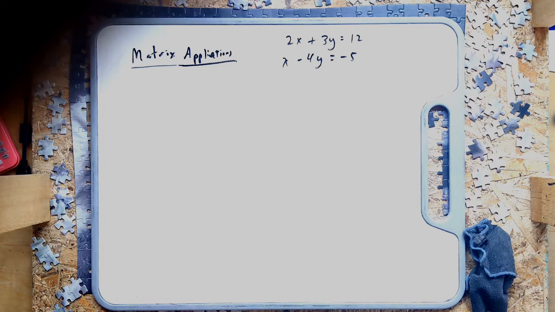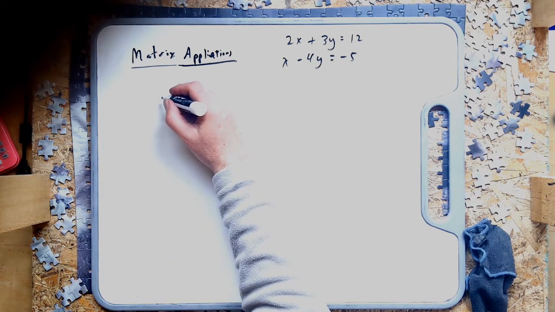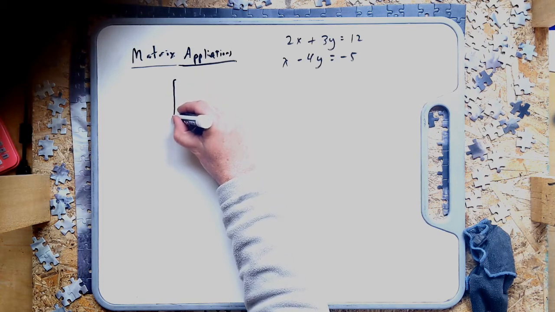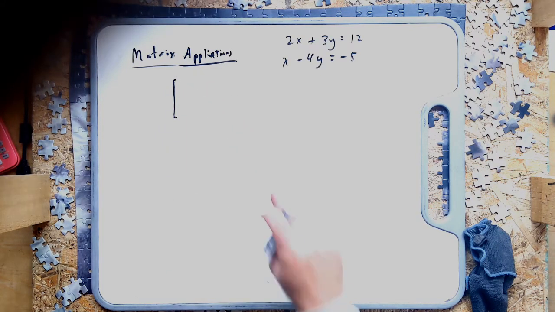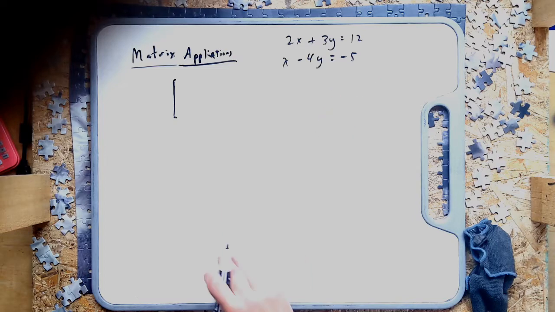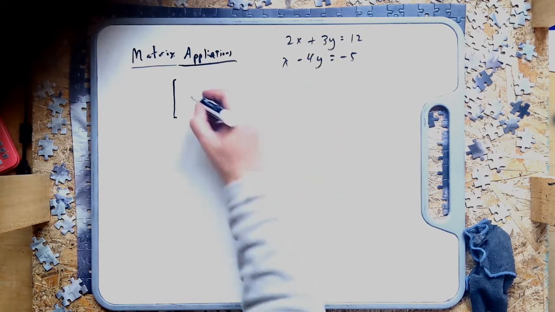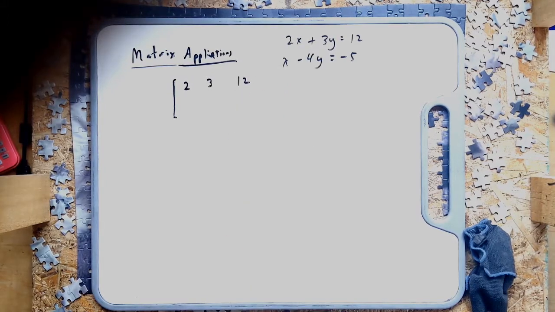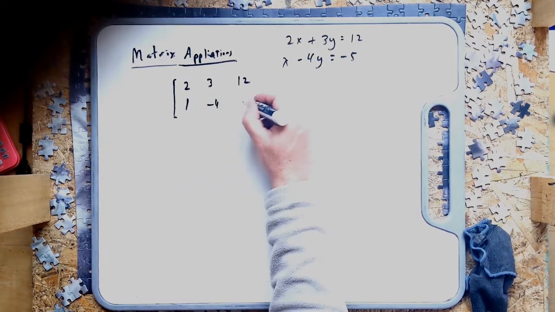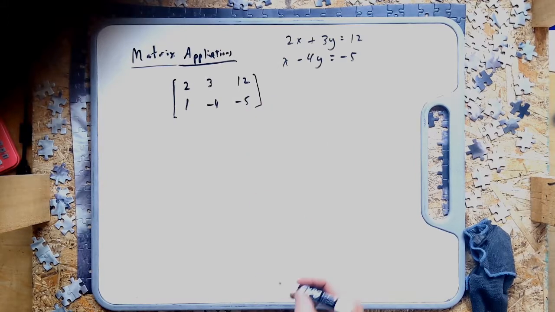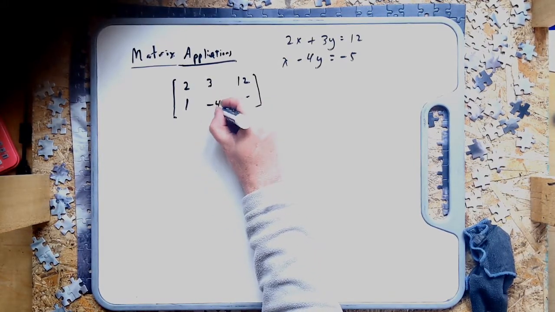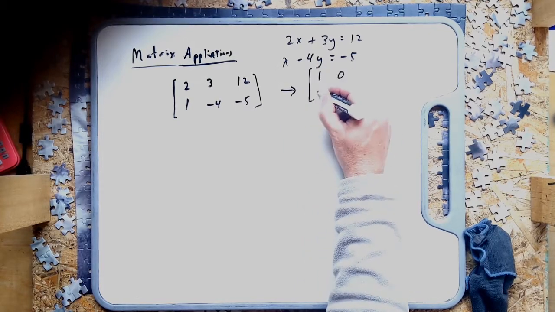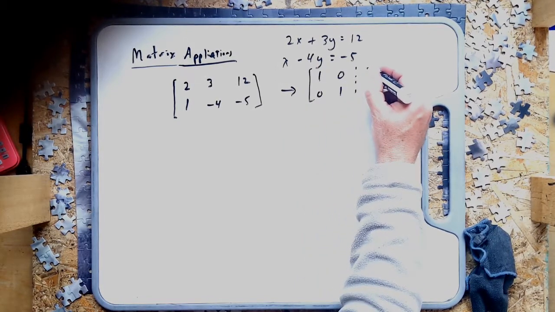Okay, so first way to solve it is by row reduction. So what I'm going to do is convert these two equations to a matrix by just taking their coefficients, 2, 3, and the number across the way, 12, 1, negative 4, and negative 5. And what I'm going to do is convert this representation of the equations to 1, 0, 0, 1, and then the answers will be over here.